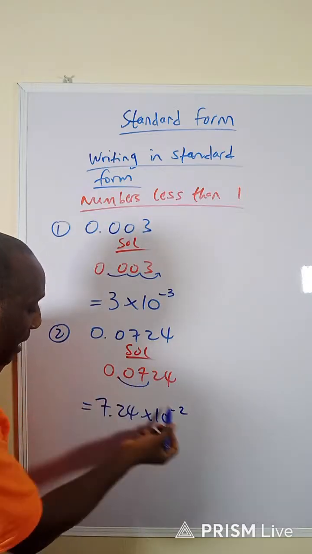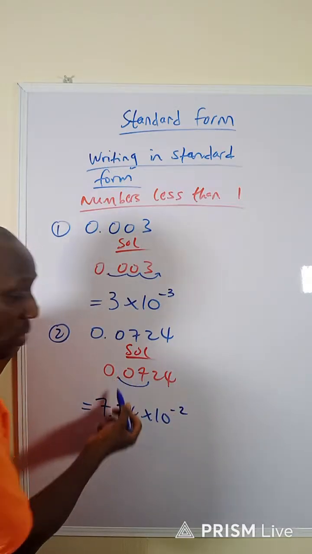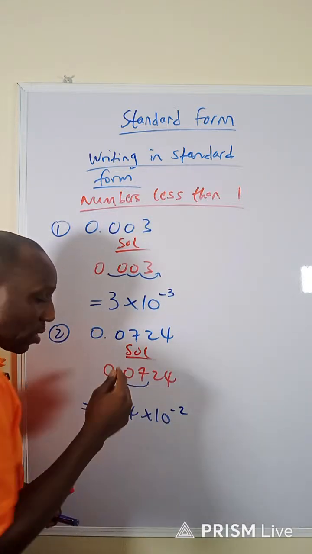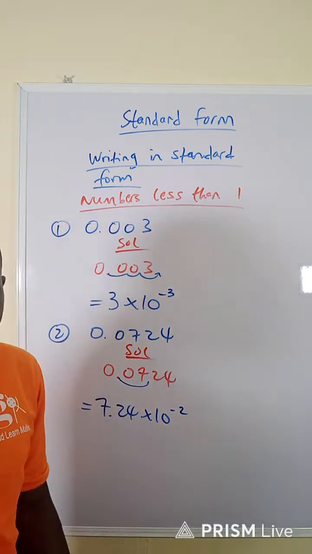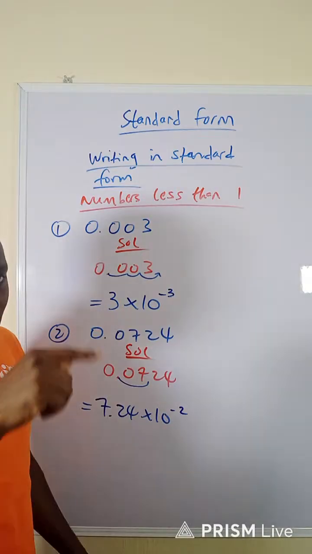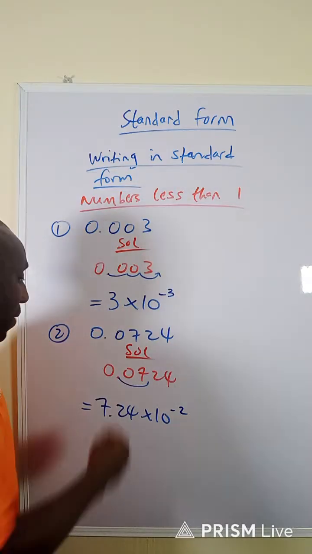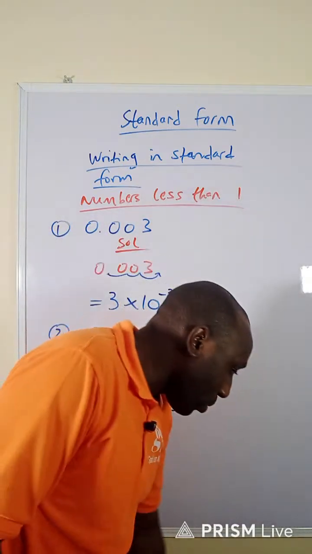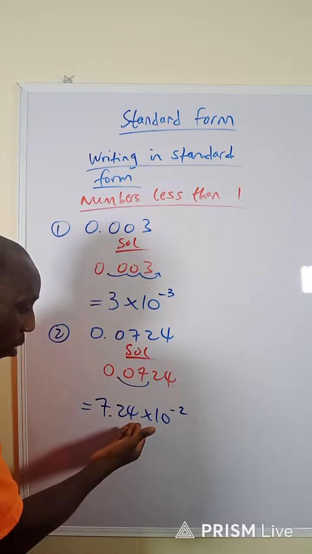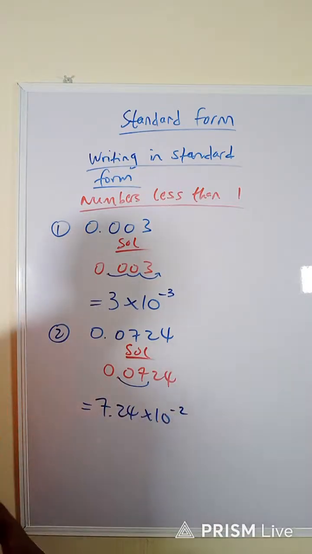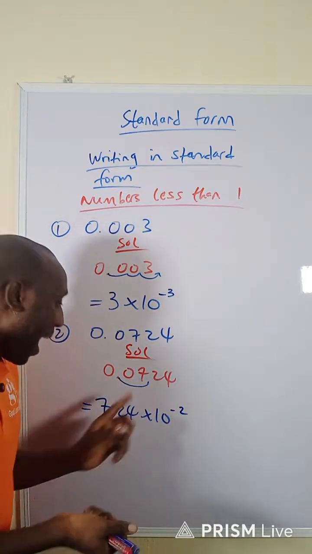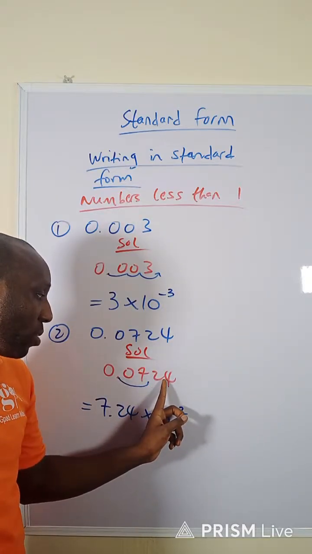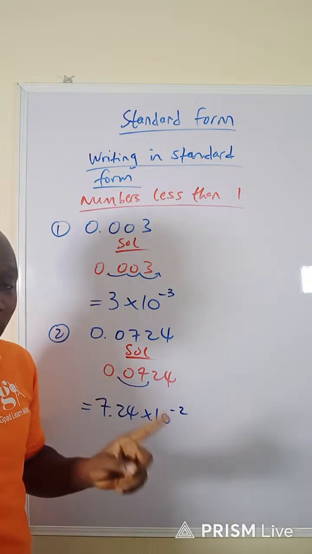So you end up having a negative power here because we shifted it from here all the way to this point, and we had 2 movements. Again, you can do this mentally. Yes, you can. Just in your mind, you can say, okay, from here to here. You don't have to write it out on paper. So you have 7.24 times 10 raised to the power negative 2. Notice I stopped at 7 point. I didn't move it up to 72 point because it has to be between 1 and 10.